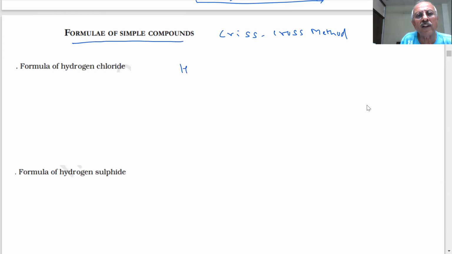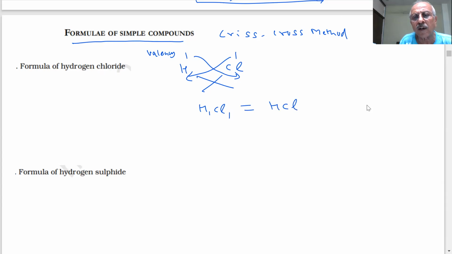Hydrogen chloride, students. I will use hydrogen and chlorine. What is the valency of hydrogen? 1. What is the valency of chlorine? 1. Then this one goes here and this one goes here. What does it become then? H1Cl1. So I will say this is HCl. Clear? Yes, sir. So what we are doing is the crisscross method, students. This one comes here and this one comes here.